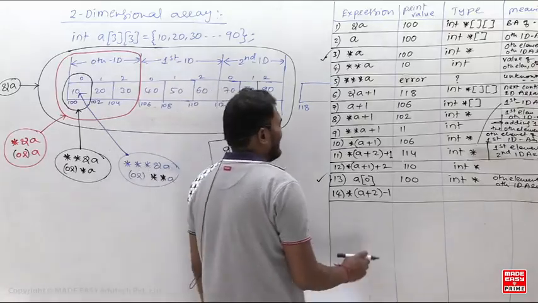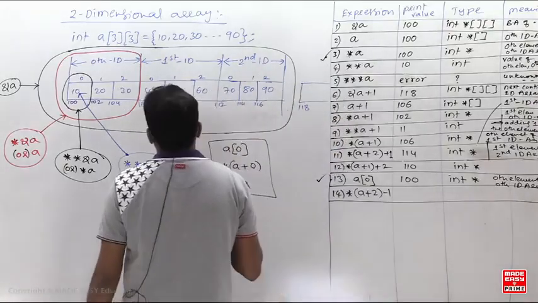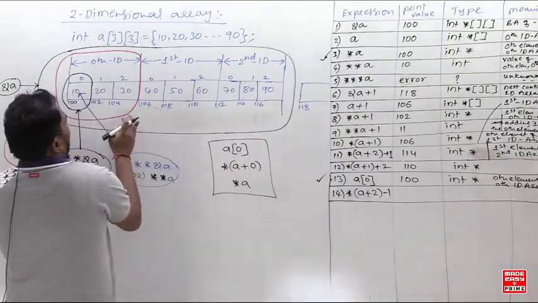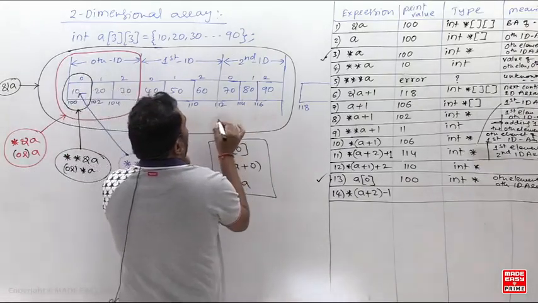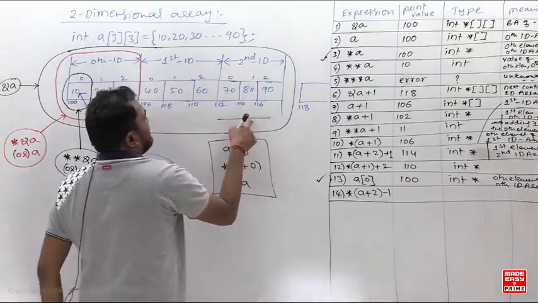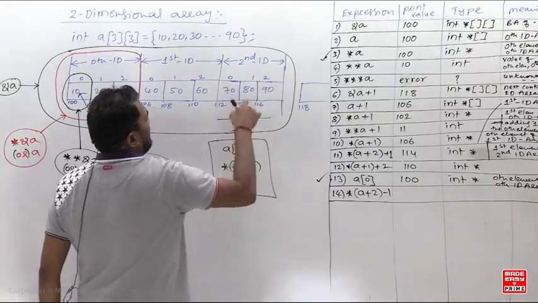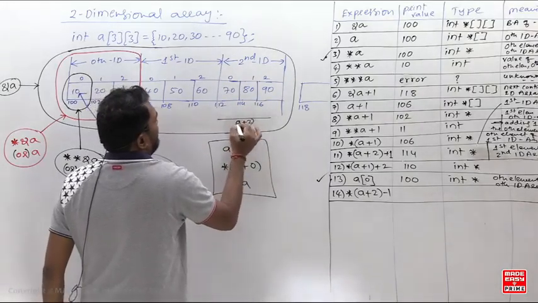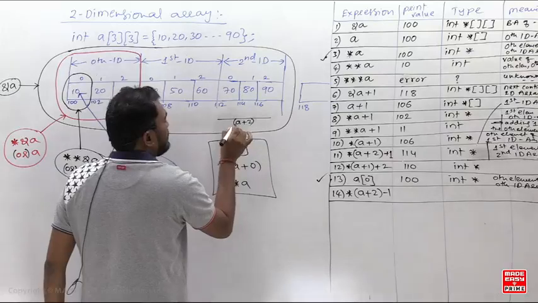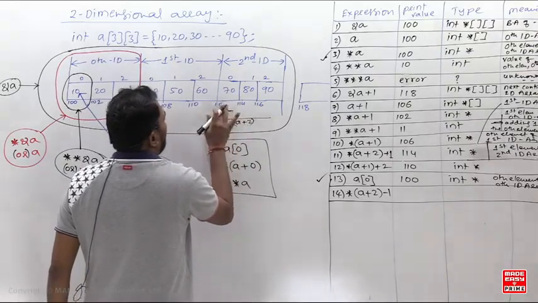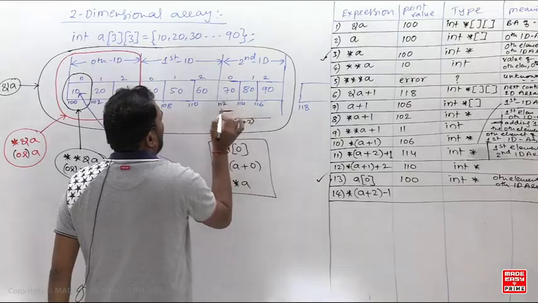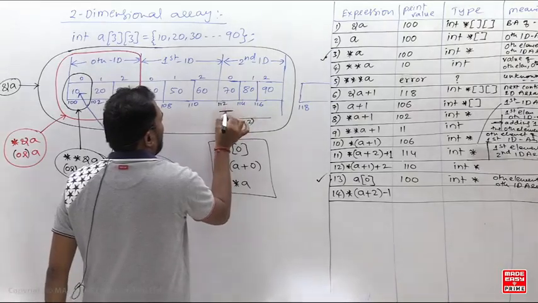Come on, right? Star of (a plus 2). A means this one. A plus 1 means this one. A plus 2 means what? Okay, this one. Is that clear? A plus 2 means it is pointing to this one. A plus 2 with a star applied, it is pointing to this one, 112. Right? 112. It is pointing to the element.